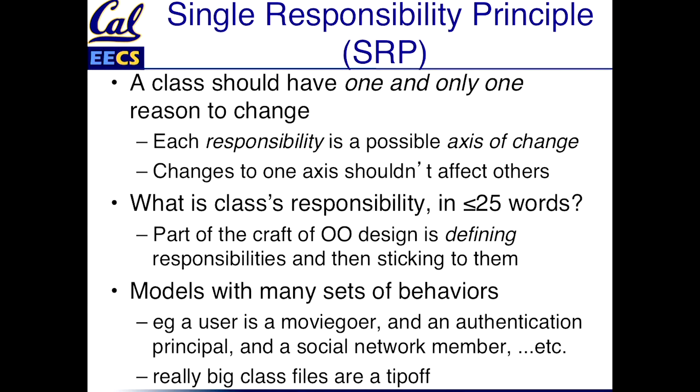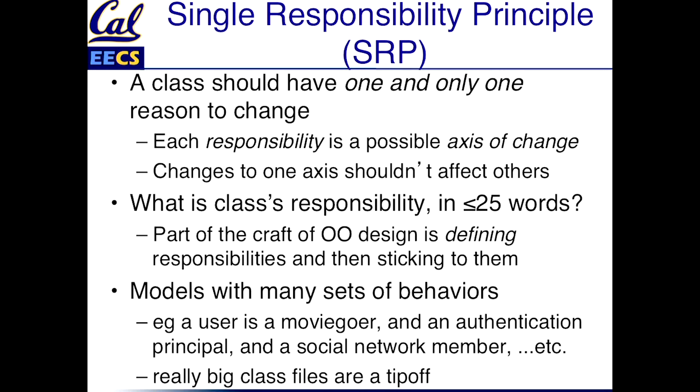One warning tip-off just qualitatively is if you have a model that is accumulating many different sets of behaviors. And in a lot of applications that you would write in a course like this, the model for your user is a classic place where this starts to happen. So for example, even in our simple Rotten Potatoes example, we've kind of overloaded the concept of a user because there's a moviegoer, but there's also an authentication principal, and they might also be a member of a social network if your app has social networking stuff built in.